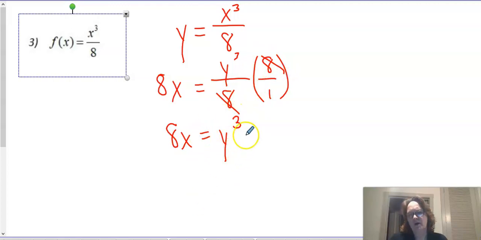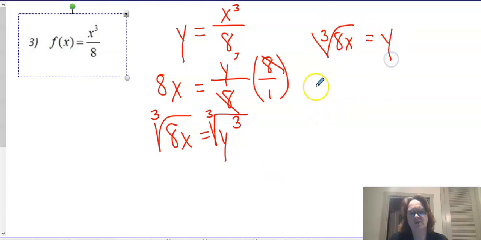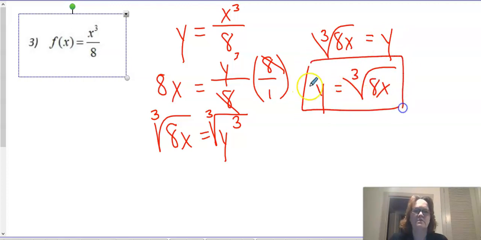Well, how in the world do I undo cubed? Same way I undo squared, except it's a cube root. So I need to take the cube root on both sides. So my inverse is going to be the cube root of 8x equals y. And then you can switch them around if you want to. So this is the inverse of this one.